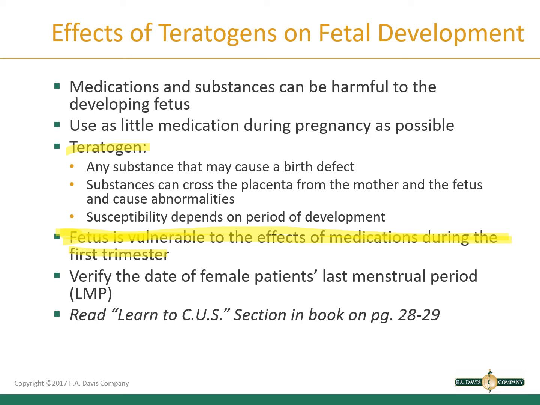The Learn to CUS, C-U-S, section in the book on page 28 to 29 is a very good example of this. So a nurse is working in the emergency department and providing care to Anna, a 16-year-old patient. Anna is being treated today for a urinary tract infection, and the physician ordered Cipro, 250 milligrams BID. As the nurse prepares to administer that first dose of the medication, the patient confides in her that she may be pregnant. Her menstrual period is around 2 weeks late.